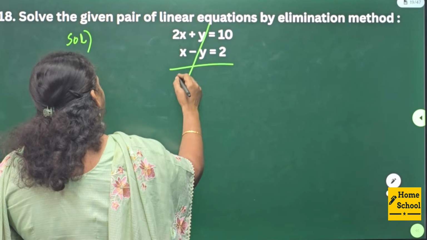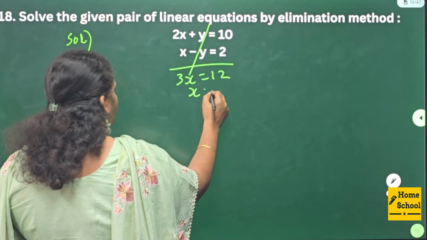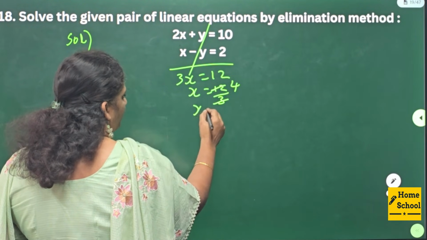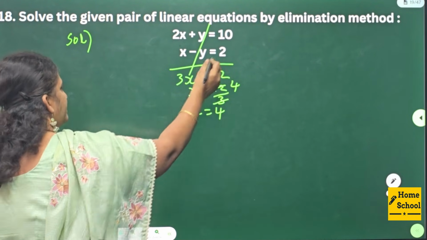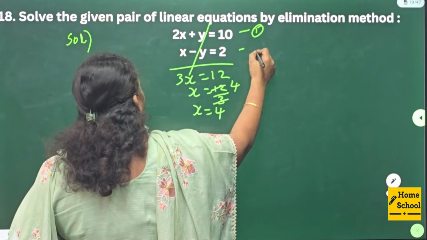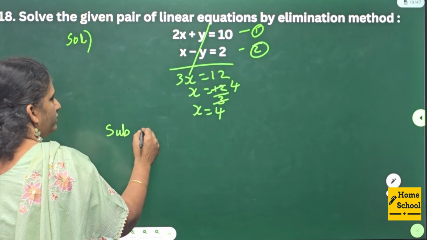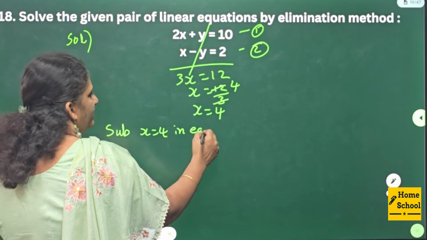2x plus x will be 3x. 10 plus 2 is 12. x is equal to 12 by 3. That is 3 4s are 12. x is equal to 4. This x value, substitute in any one of the equations. Let me substitute x equal to 4 in equation 2.